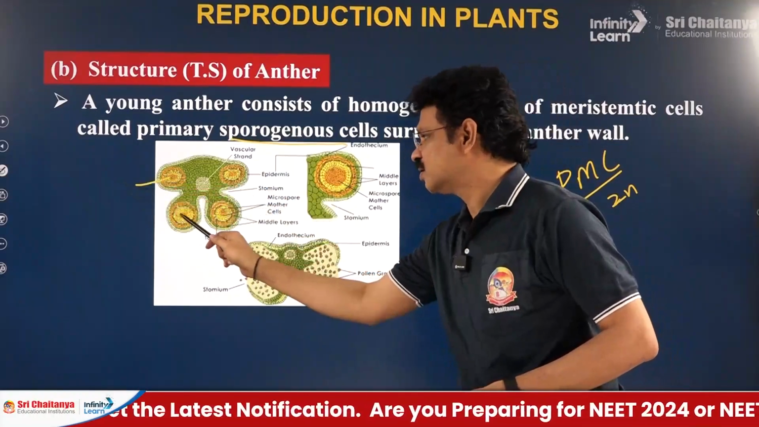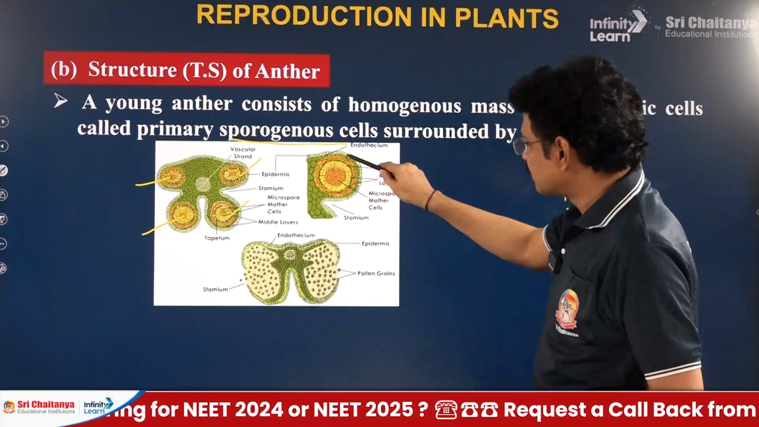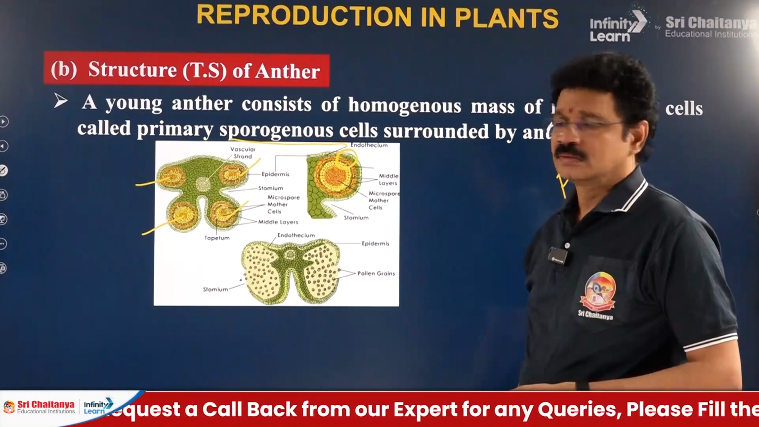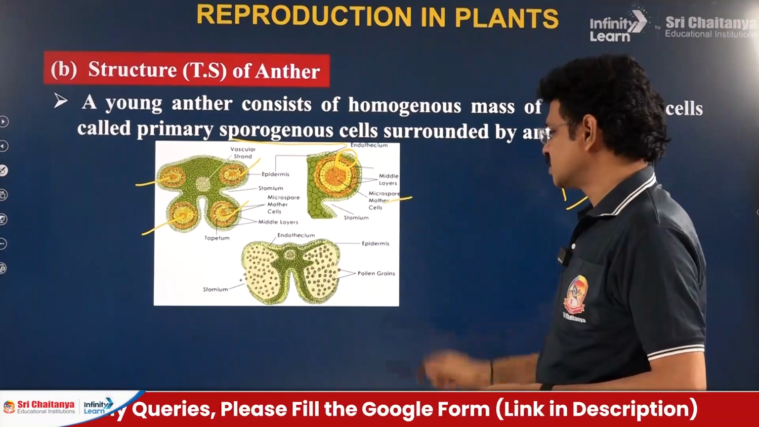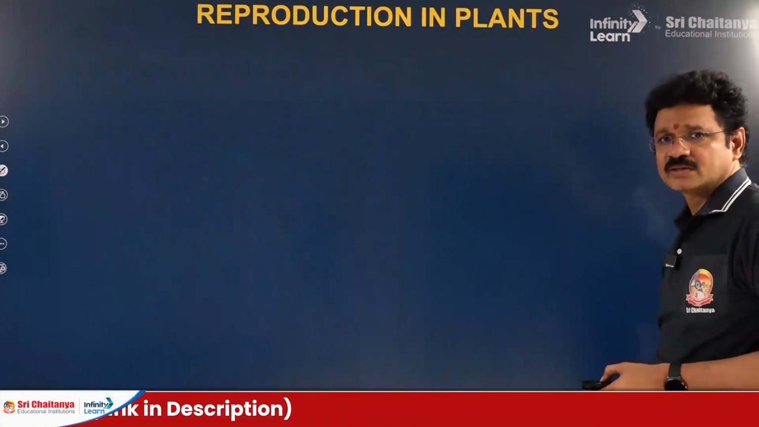One microsporangium, second, third, fourth. Inside, from here to here, completely, is a multi-layered anther wall that is found around the sporogenous tissue, which is modified into megaspore mother cells. It is the TS of a young anther showing the four microsporangia.